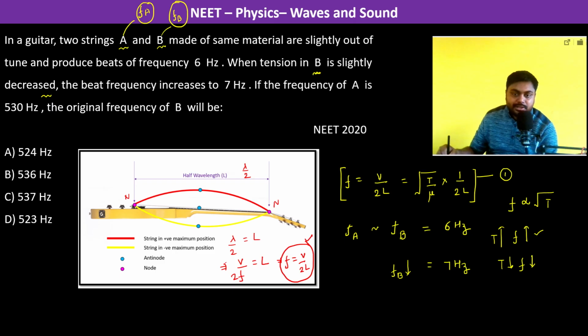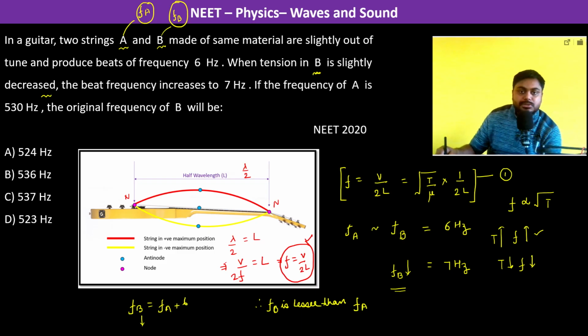So suppose FB was more than FA, if the relationship was that FB is equal to FA plus 6, then if FB decreases, the difference is going to decrease. But yes, what is happening is opposite. So since FB is decreasing, therefore FB is lesser than FA.